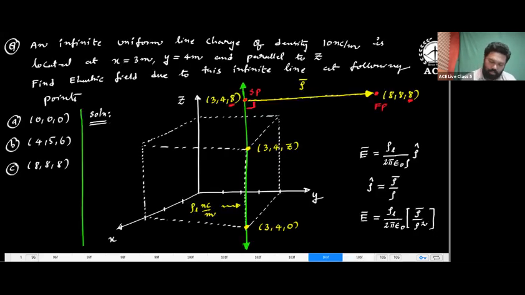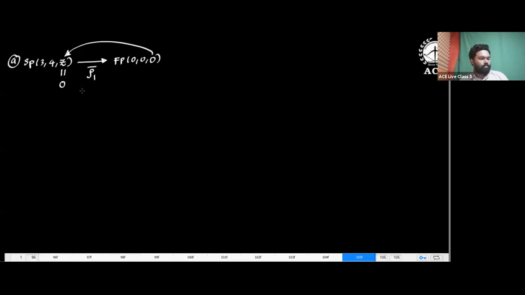First part of the question, beta. What is the field point? 0, 0, 0. At 0, 0, 0, I want to find out the electric field. So what is the source point? 3, 4, Z. To get a perpendicular distance from here to here, I'll call it rho 1. I should maintain the same Z value.